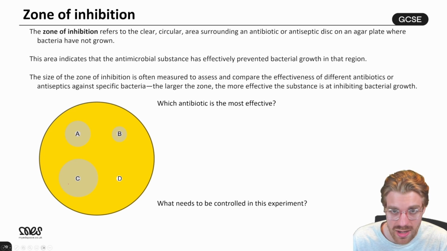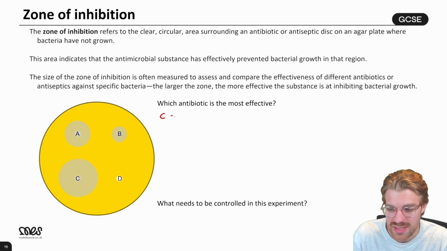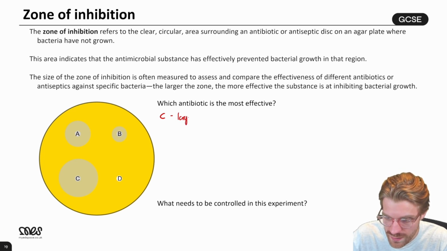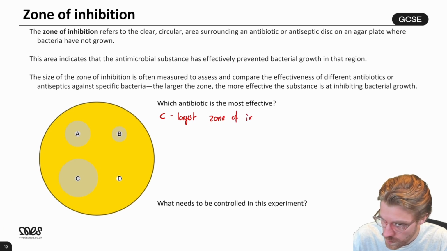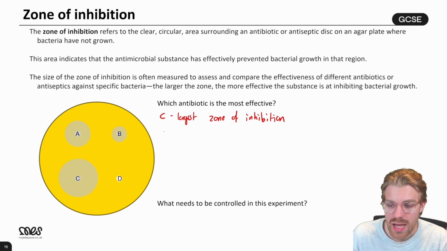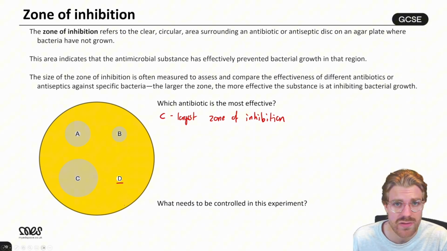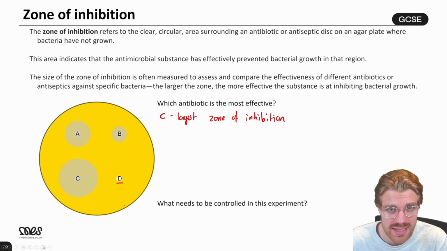So for example, in our agar plate underneath, we can see we have 4 different regions, A, B, C, and D. Which is the most effective? It would be C. And this is because antibiotic C has the largest zone of inhibition. As well as that, we can see that antibiotic D has no zone of inhibition. That might mean that the bacteria are resistant to antibiotic D.